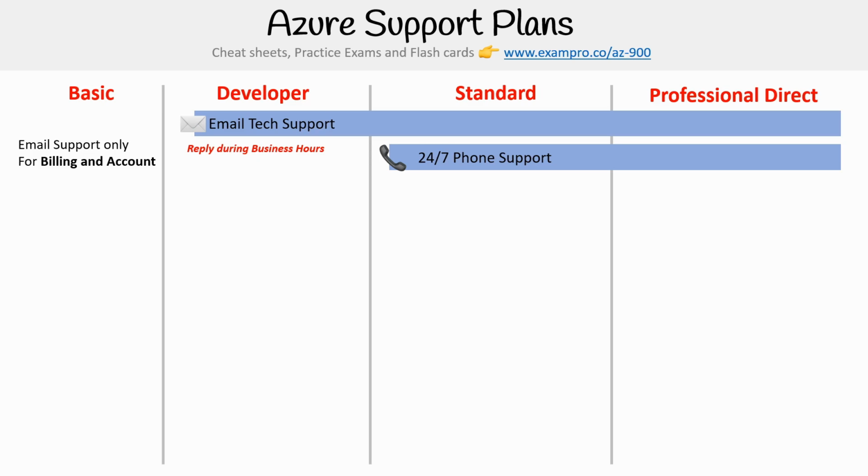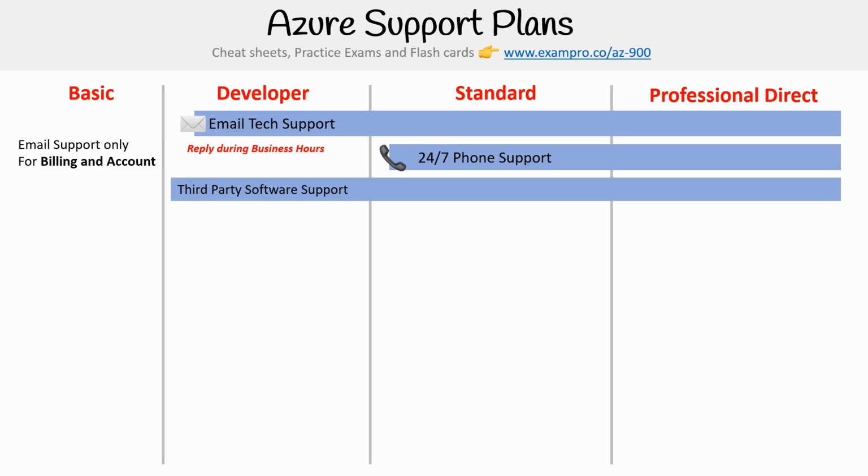Now, for third-party support, if you are using technologies like Ruby on Rails, Spring, Django, those things aren't really part of Azure. They're third-party software that you're using to build your web application, and Azure is going to try to do their best effort to support you, even though it's not what they've built and that's not what they have to do, but they're going to do their best effort for Developer, Standard, and Professional Direct. So that is an advantage for paying for support.